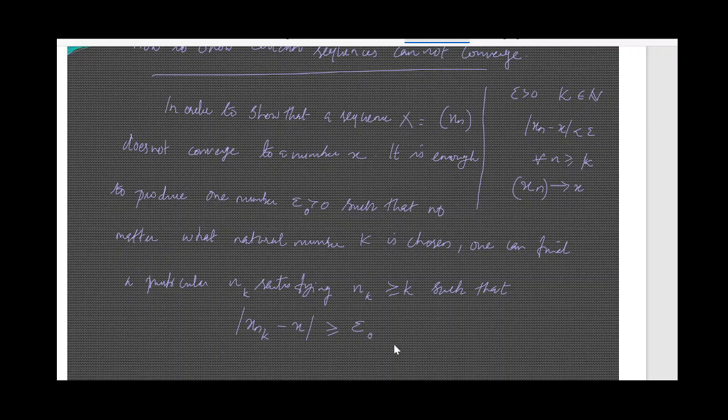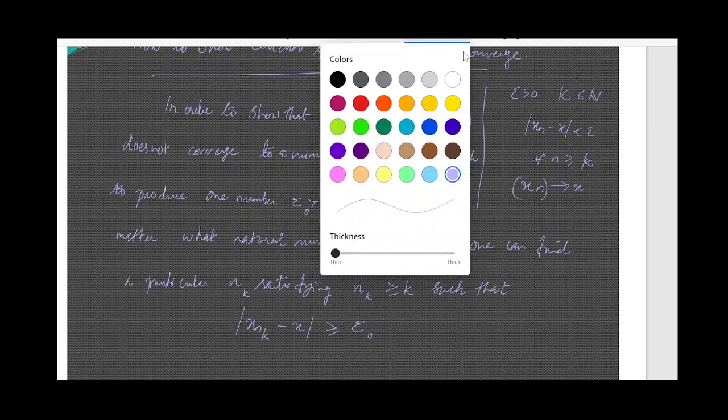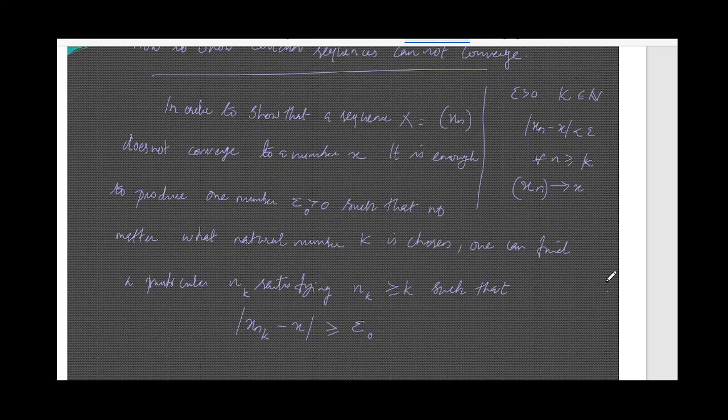So this is the condition, that is, in order to show that a sequence is not converging to a given number, what we have to list out is at least one value of epsilon such that we cannot find a natural number k such that modulus of xn minus x is less than that epsilon.